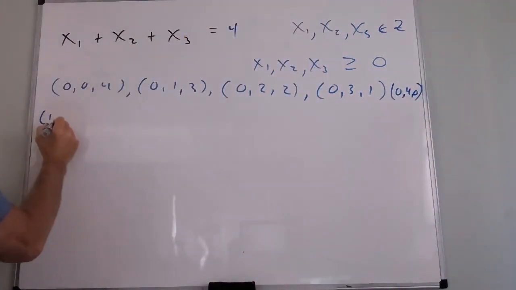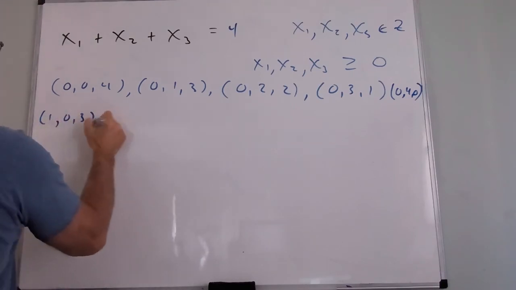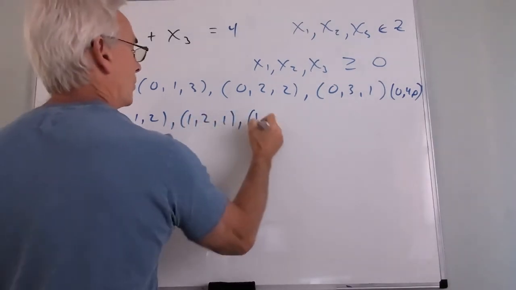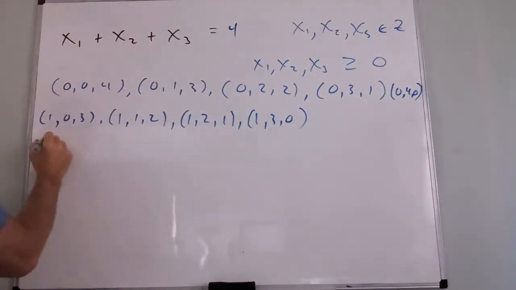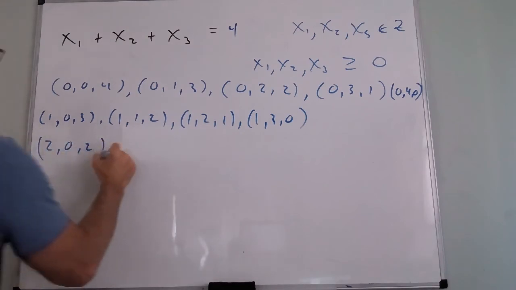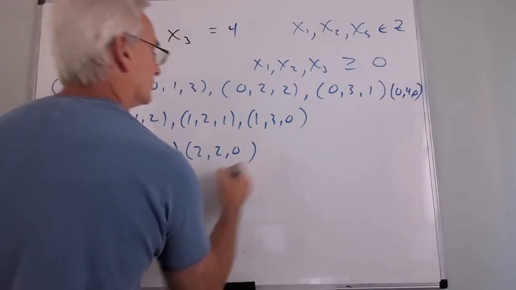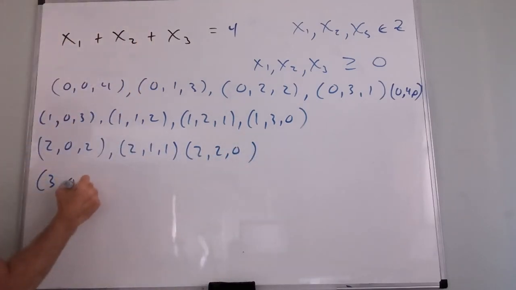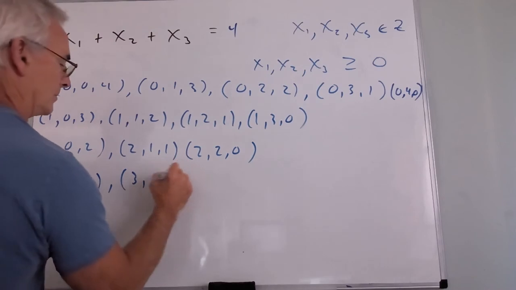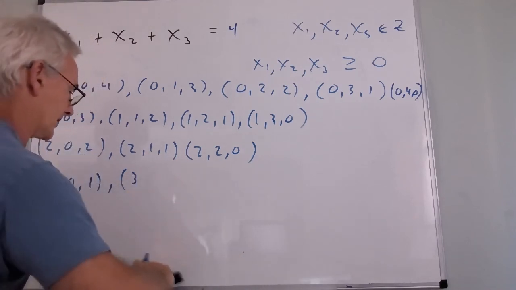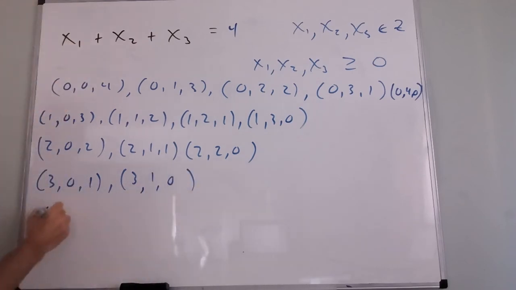Okay, now, what if I start with 1? Now I can go 1, 0, 3; 1, 1, 2; 1, 2, 1; 1, 3, 0. Okay. 2, 0, 2; excuse me, 2, 1, 1; 2, 2, 0. 3, 0, 1; 3, 1, 0. And then finally, 4, 0, 0. So 1, 2, 3, 4, 5. That's 15.